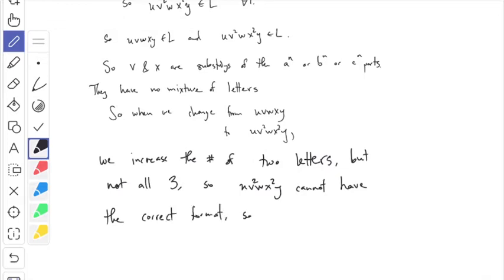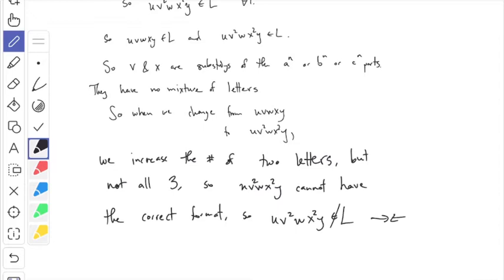So UV squared WX squared Y is not in L, and this is the contradiction. Sometimes I write those two little arrows pointing at each other as a symbol for that's a contradiction. Because I already said above that UV squared WX squared Y is in L. All right? This is showing that a language is not context-free. And the proofs, when you do these proofs, they basically all read the same.